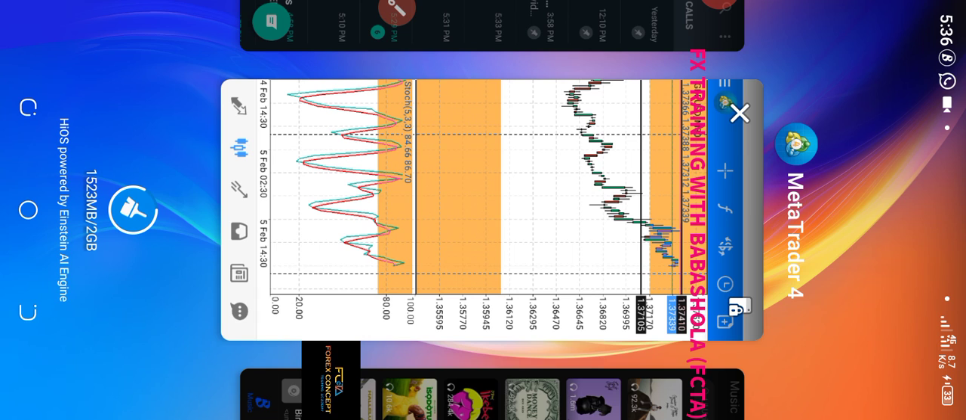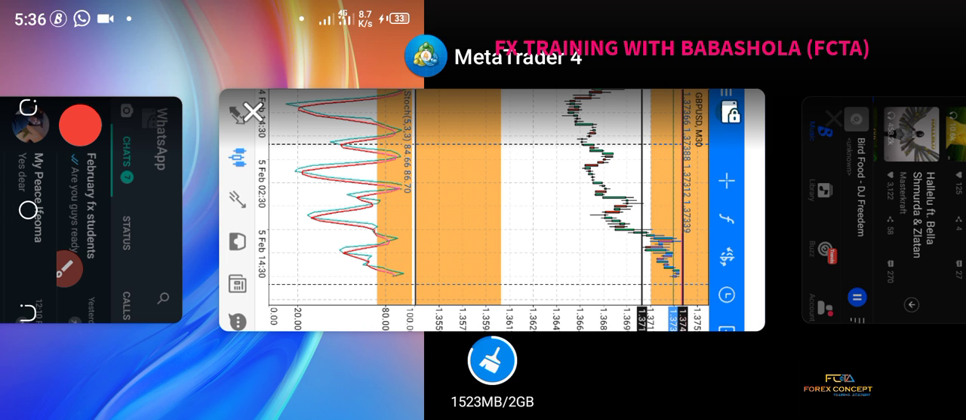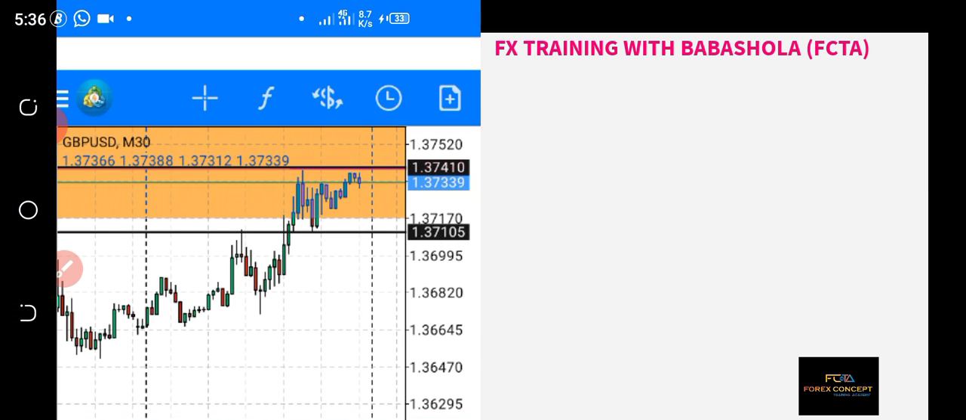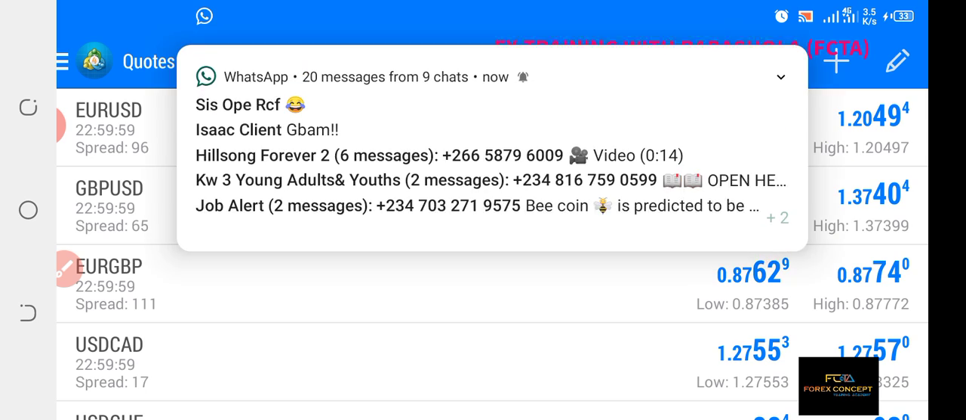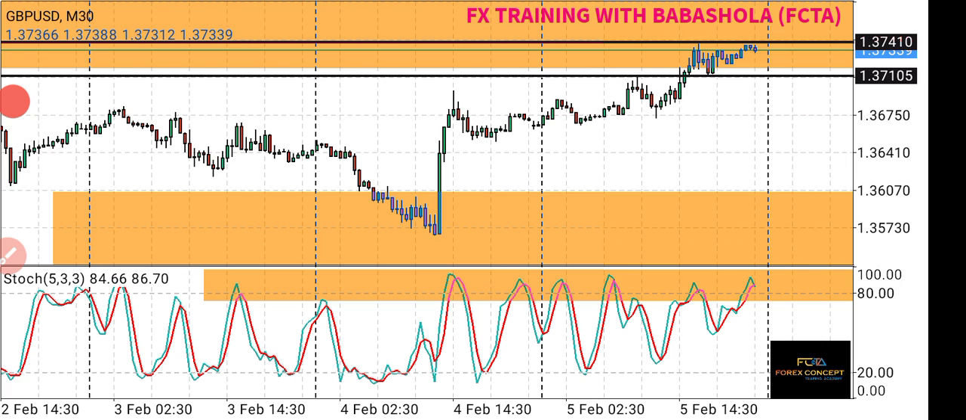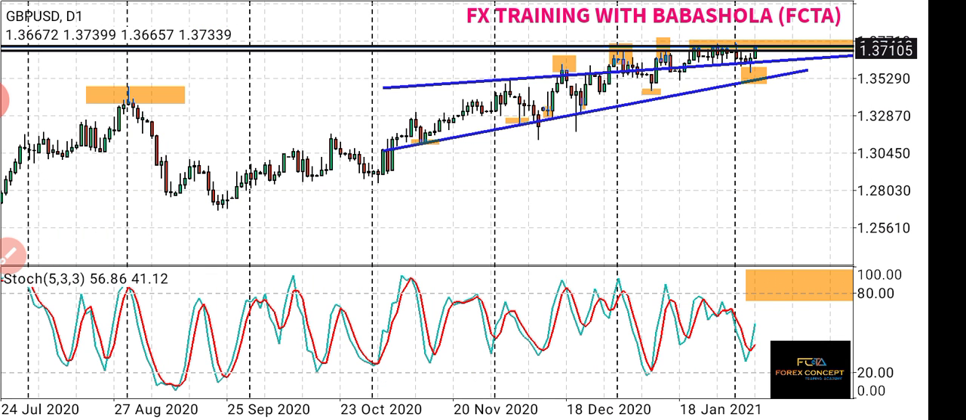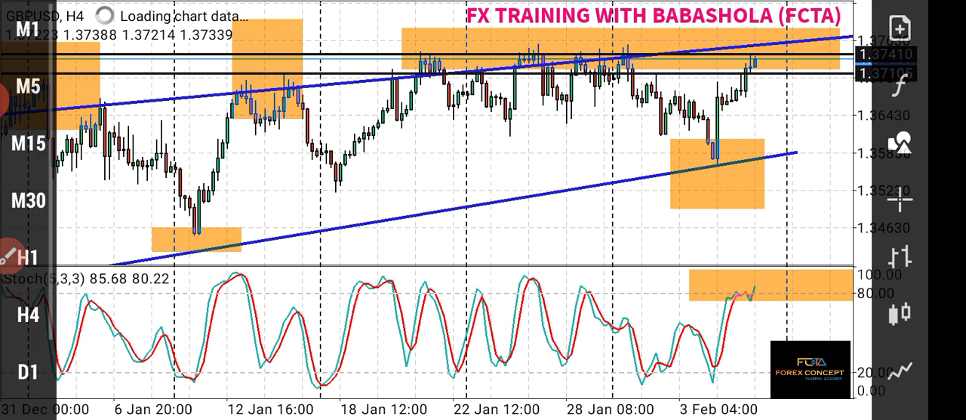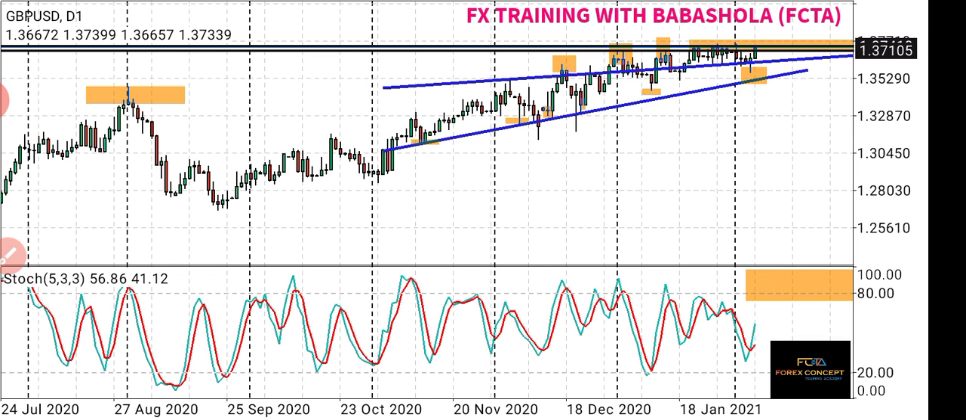Now let's check out the technical view of the currency pair, which we are going to see on the H4 analysis. Let's see the trade here on MetaTrader 4. Okay, so we have GBPUSD open on the chart. Let's go back to the D1 analysis. Okay, let's go back to the H4. If you look at D1, you see that price is trying to form a wedge. Okay, price is trying to form a wedge.